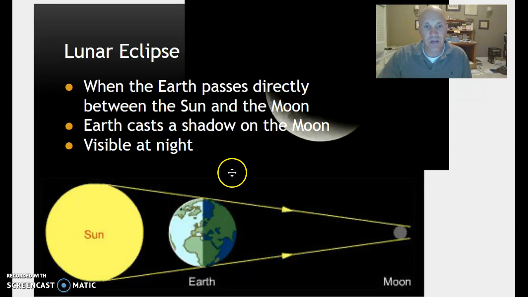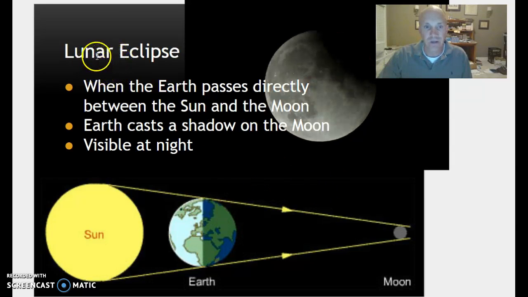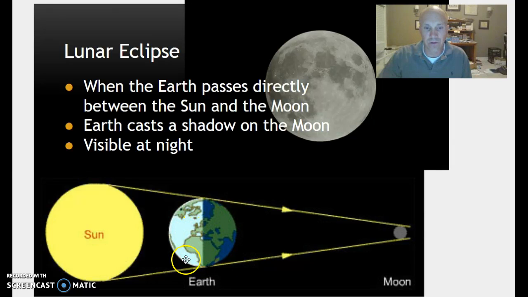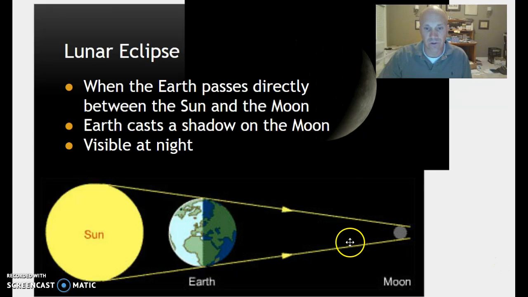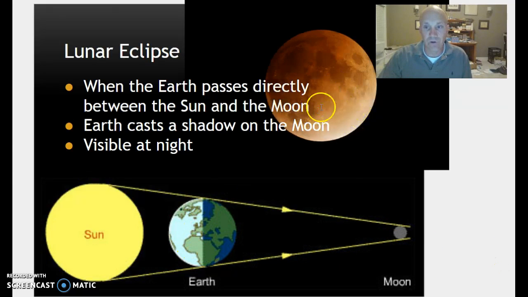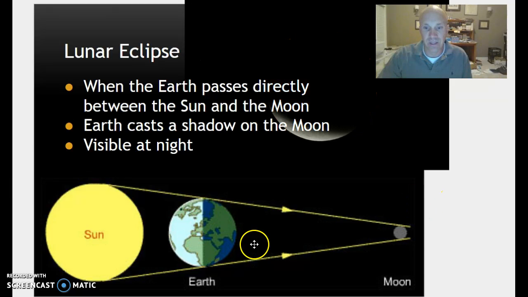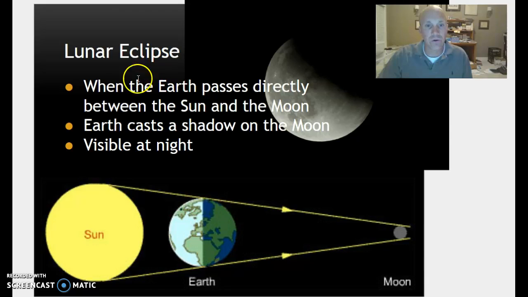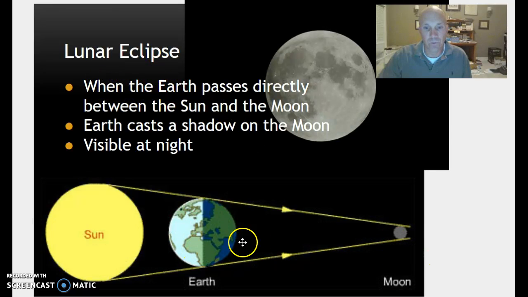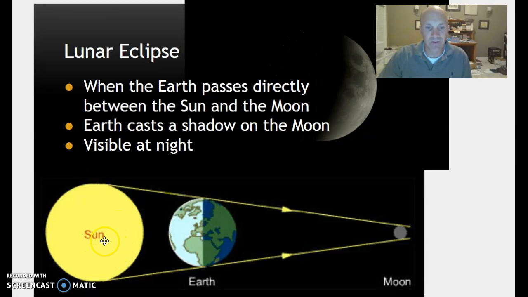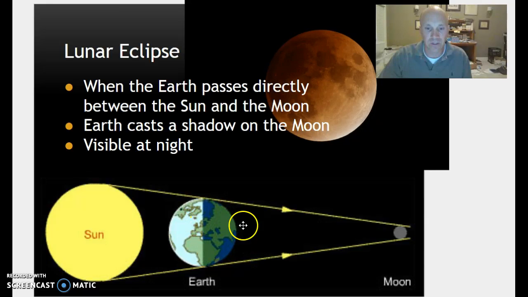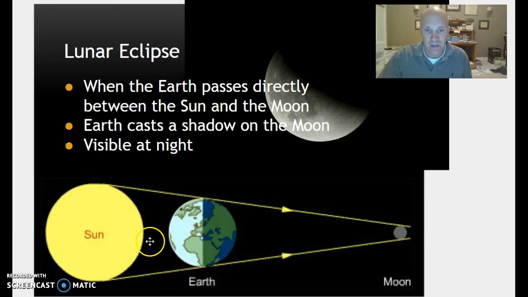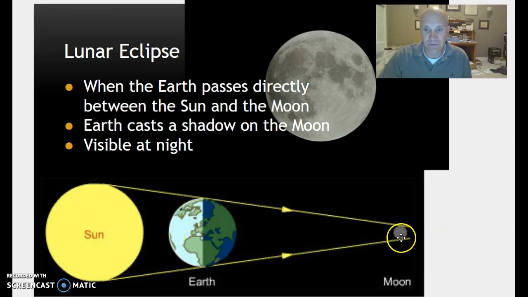In contrast to a solar eclipse, a lunar eclipse is when the Earth gets in between the sun and the moon. Remember that the Earth is a lot larger than the moon, so for that reason, lunar eclipses are a lot more common than solar eclipses. Lunar eclipses happen with this orientation, and just like anytime you put something in front of a light, it's going to block the light and cast a shadow. So the Earth is going to cast a shadow in front of the moon.